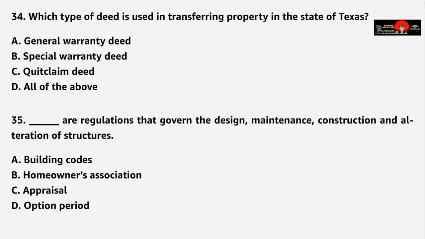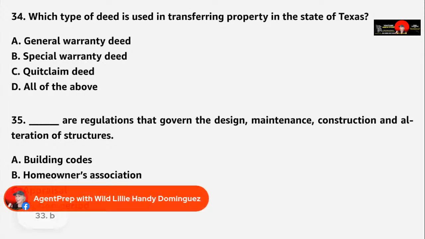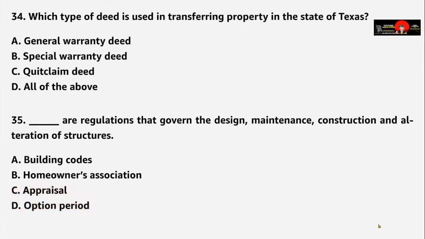All right, number 34. Which type of deed is used in transferring property in the state of Texas? A, general warranty deed. B, special warranty deed. C, quitclaim deed. Or D, all of the above. So what type of deed is used to transfer property from an owner to the buyer in the state of Texas?